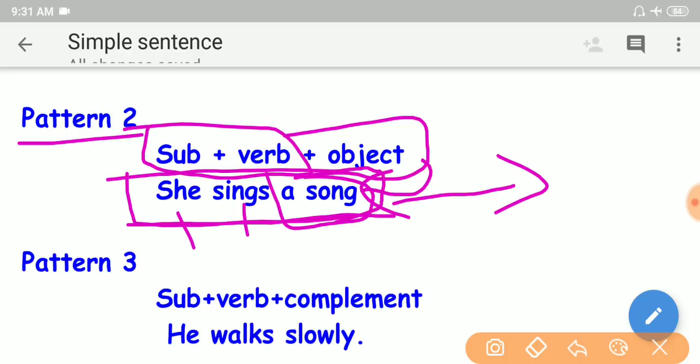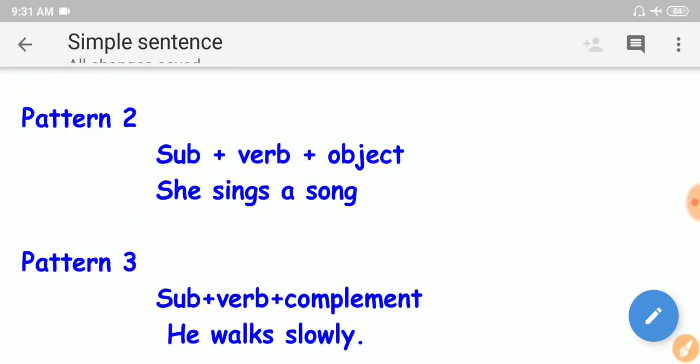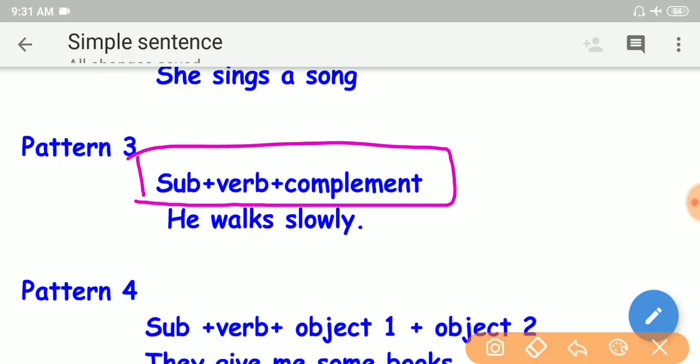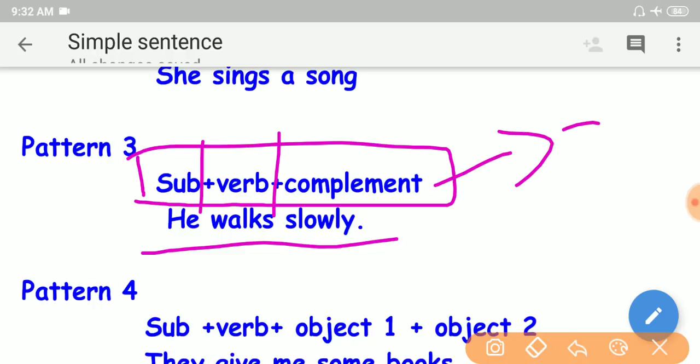So let us go and learn a little bit bigger simple sentence. A simple sentence can have subject, verb and complement. Without an object also we can frame a simple sentence. Subject, verb and complement. He walks slowly. He learns easily. He learns a lesson easily. Again, with object and complement you can frame. He cries loudly. The child cries loudly. So these are the examples for pattern number 3, my dear friends.